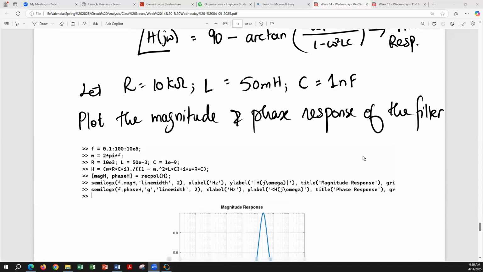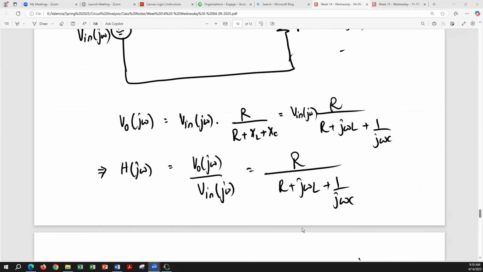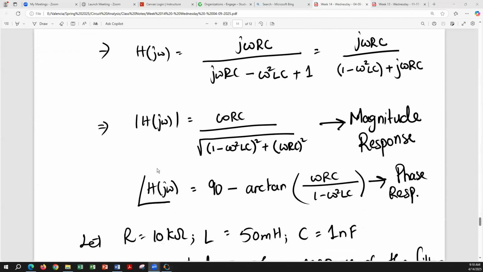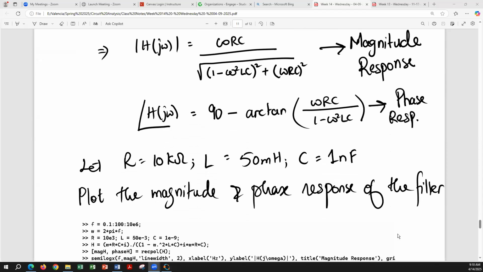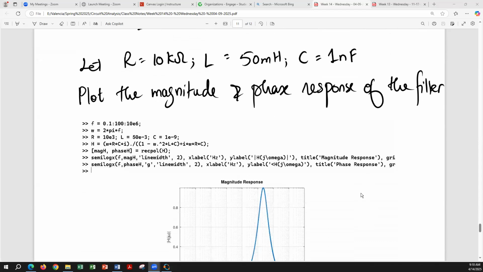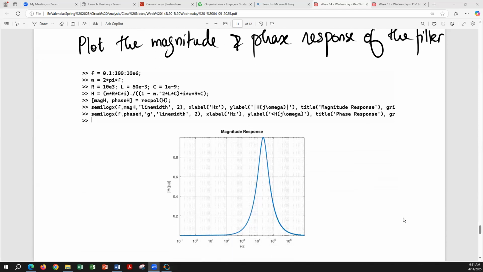Okay, so let me move this screen. So let's see, what did we discuss? We discussed the output voltage in terms of the input voltage and the three components. Then we wrote down the transfer function. From the transfer function, we wrote down the magnitude response and the phase response of the function. And then we plotted the curve in MATLAB, Octave. We took an example of three values of the component, and from those values, we plotted a curve.